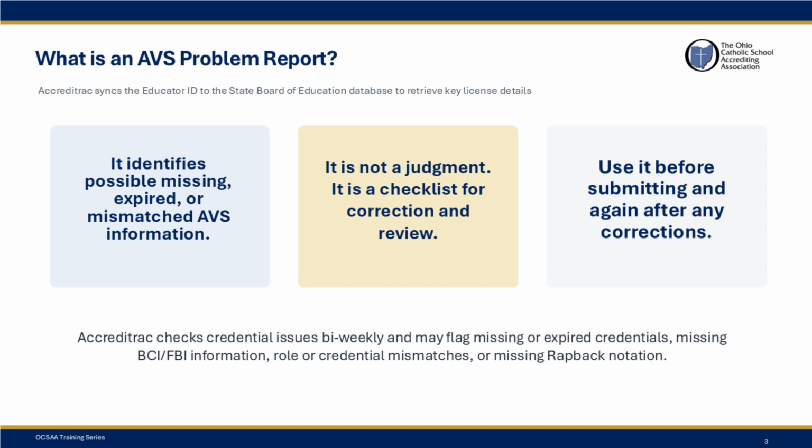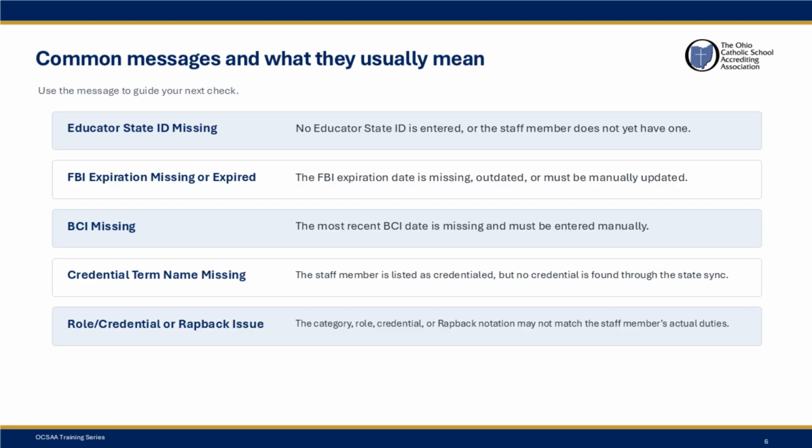I will now explain how Accreditrac syncs and what it checks for. It uses the educator state ID to sync to the State Board of Education database to retrieve key license details from all of your employees. It runs its check every 2 weeks and will check for missing or expired credentials, missing BCI FBI information, improper licenses, or improper wrap-back notation. Here are some of the common messages and what they usually mean. Please use the appendix in the AVS guidebook for much more detailed information.